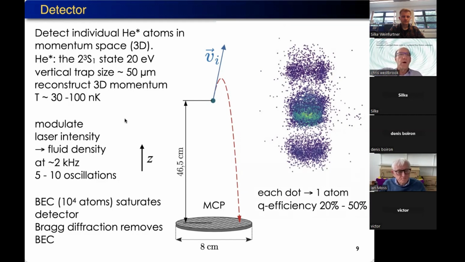And so you can see how the experiment proceeds. We have this BEC. We modulate the laser intensity. Typical modulation frequencies are 2 kilohertz. We let it oscillate. Then we turn the trap off. The atoms fall, and then we reconstruct distributions like this one.